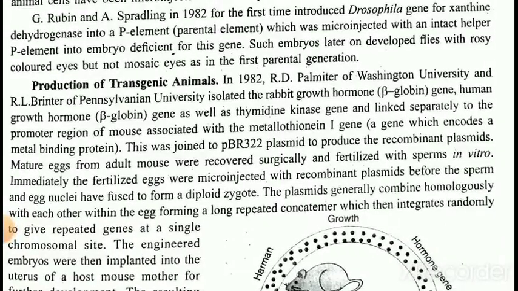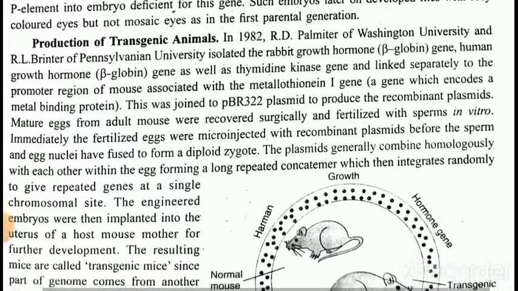G. Rubin and Spradling in 1982 for the first time introduced the Drosophila gene for xanthine dehydrogenase into a P element parental element, which was microinjected with an intact helper P element into embryos deficient for this gene. Such embryos later on developed into flies with rosy-colored eyes but not mosaic eyes as in the first parental generation.